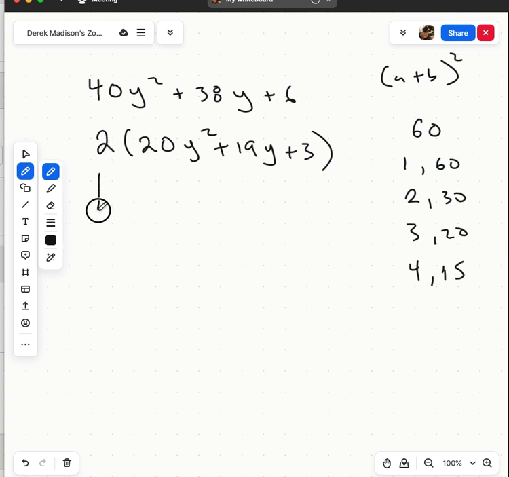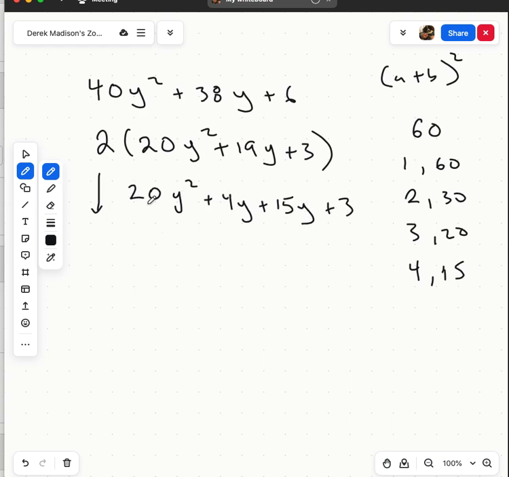I am going to just draw myself a little arrow on that 2 and then not write it for a minute, just because it makes it visually easier to keep track without all the parentheses. So once I have these numbers, I'm going to rewrite that 19 as 4y plus 15y. I could also write it in the other order. The order doesn't matter at all. You'll come out with the same answer. So this would be 20y squared plus 4y plus 15y plus 3.